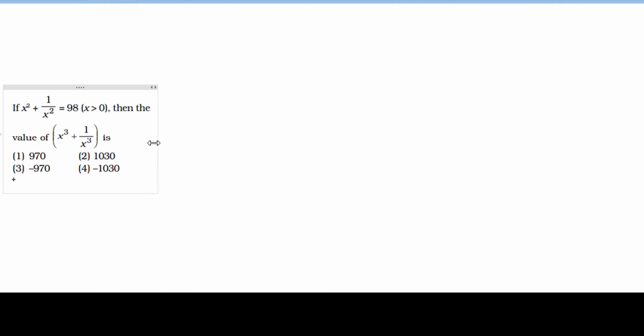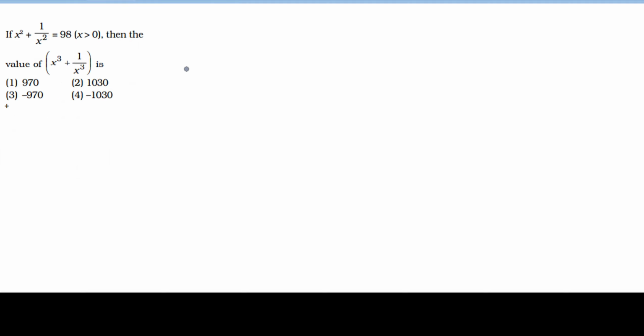Next question. If x square plus 1 by x square is 98, then the value of x cube plus 1 by x cube. So to find the value of x cube plus 1 by x cube, you need to find the value of x plus 1 by x first. After that we can cube it. So from here we need to find x plus 1 by x.